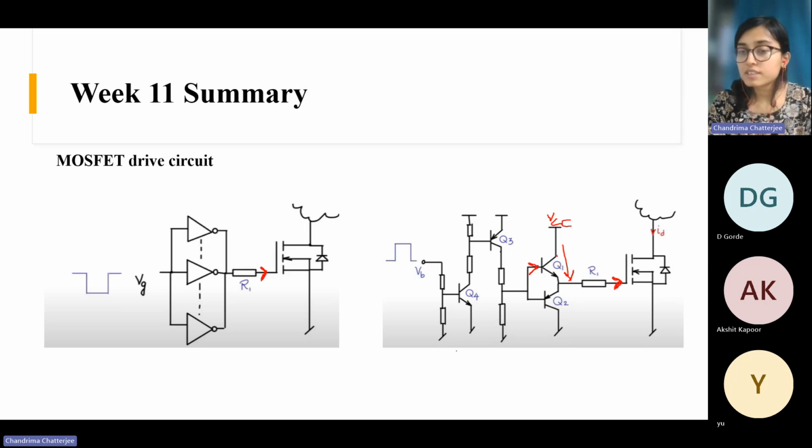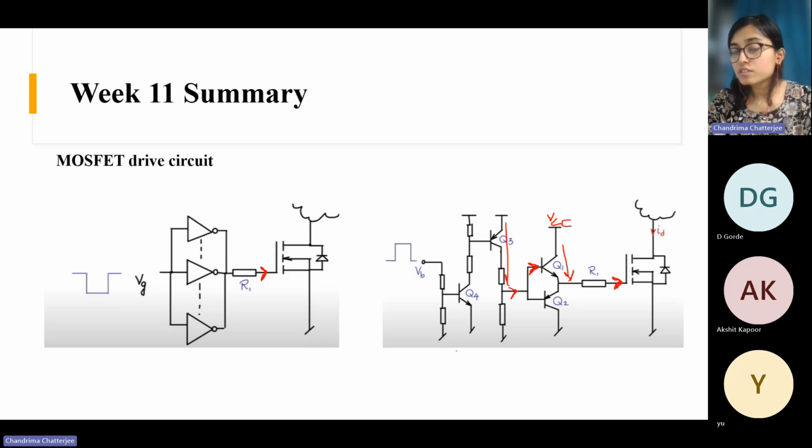And note here that this BJT and this BJT cannot be on simultaneously. Otherwise you are shorting the supply. If both of them are on, then this VCC is directly shorted to ground, and it is catastrophic, right? So either this BJT will be on or this BJT will be on. They will never be on simultaneously. So now Q1 will be on when it gets some base current. How will this base current come? Through this path it will come. And how will this come? It will only come when this is on.